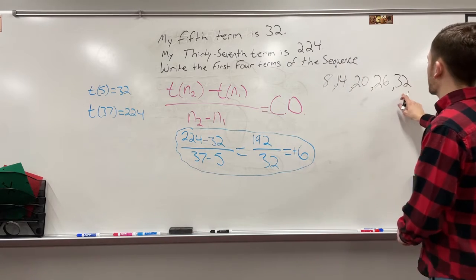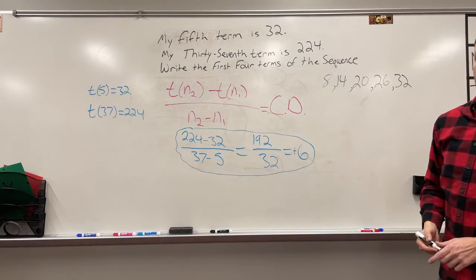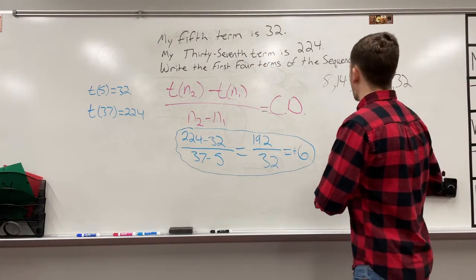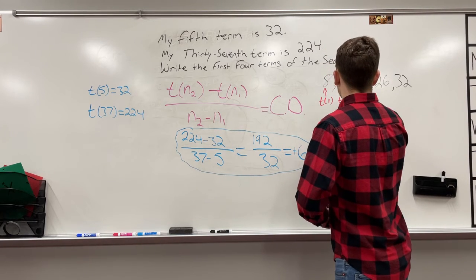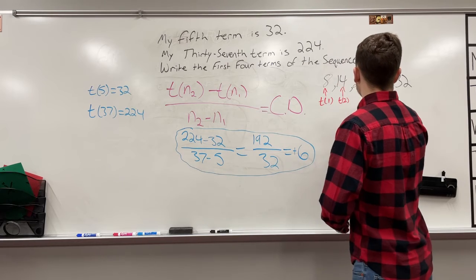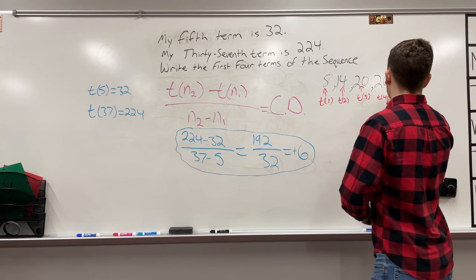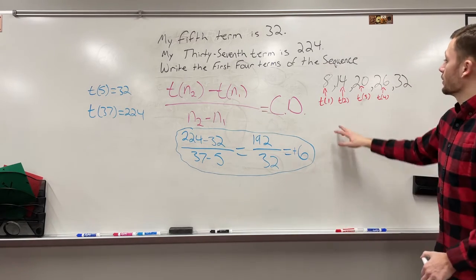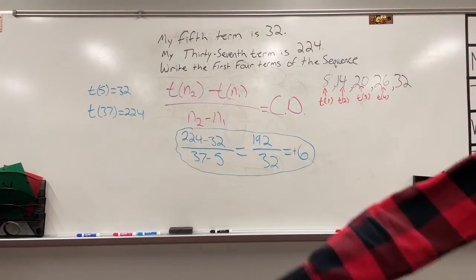And so I've got my fifth term, my fourth term, my third term, my second term, and my first term. And we could go one more farther and find our initial value, but all I needed to know was what was t of 1, what was t of 2, t of 3, t of 4, and we were already given t of 5. So there we go. We found the first four terms when we were given two random terms in the sequence.